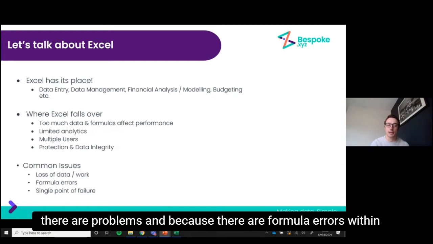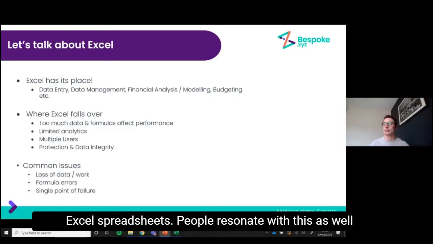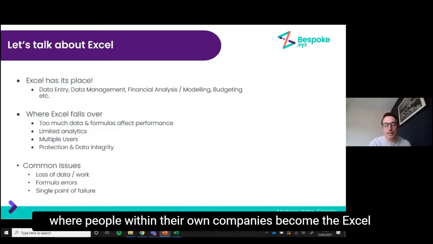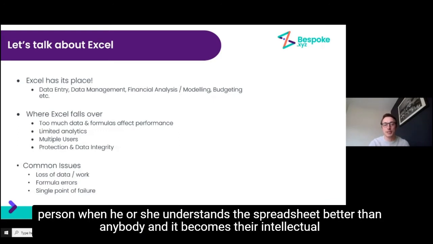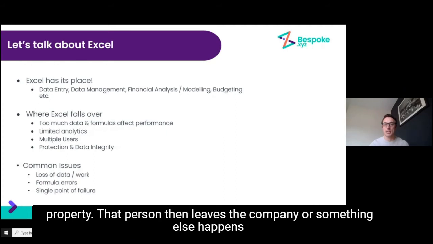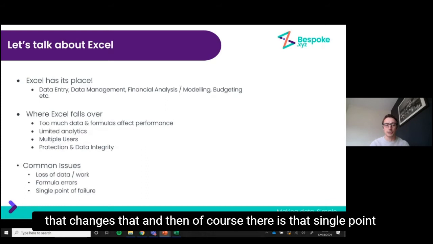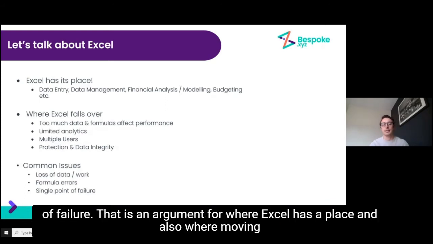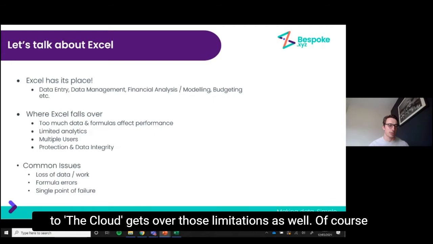because there are formula errors within Excel spreadsheets. Everybody can resonate with this as well, where people within their own companies become the Excel person, whether he or she understands a spreadsheet better than anybody, and it becomes their intellectual property. That person then leaves the company, or something else happens that changes that, and then of course there is that single point of failure. So that's an argument for where Excel has its place, and also where moving to the cloud gets over those limitations as well.